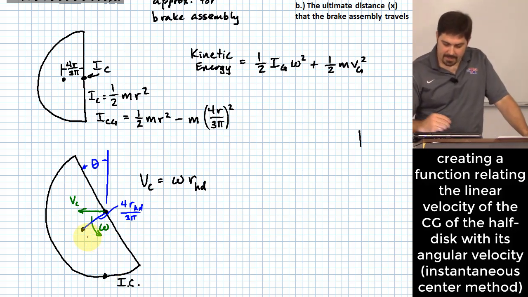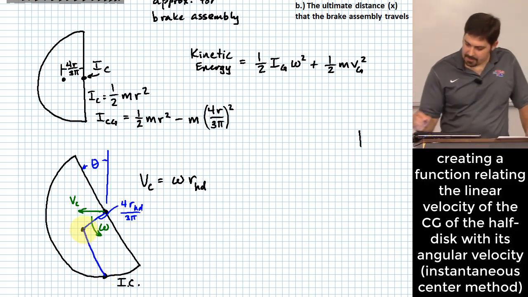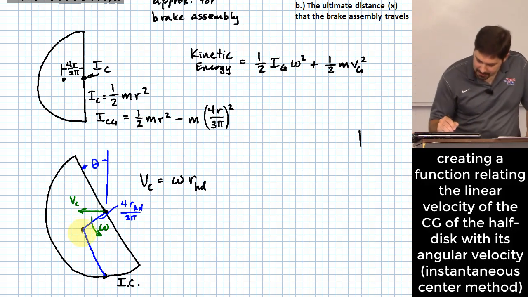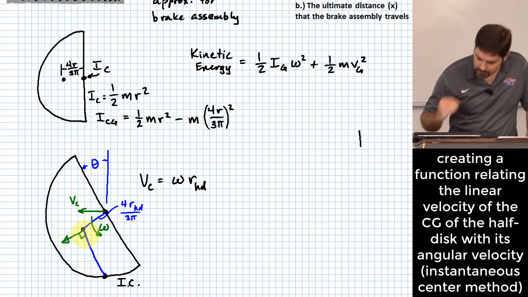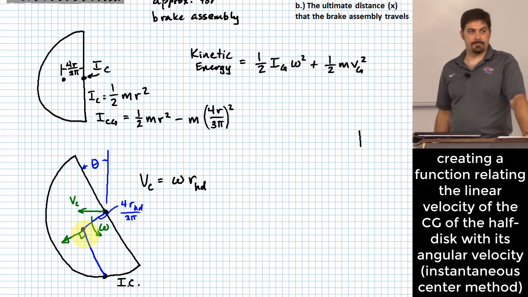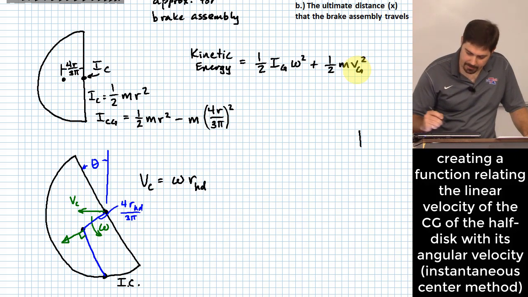And since I know that's the instantaneous center, I can draw a line that goes from here up to here, and that allows me to say what direction the velocity goes of this point right here. It's going to be perpendicular to that line. So this is the velocity of the CG, or I called it up there VG.